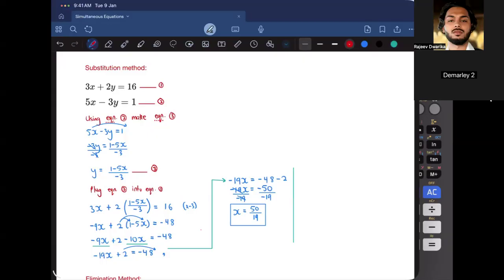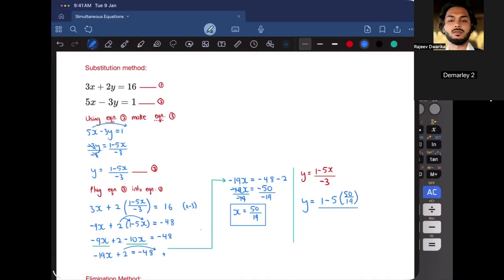You could use equation 1, but remember, what's the best equation to use when you're doing substitution? The third one, because the third one is telling us what y is equal to. And so y is equal to 1 minus 5x all over minus 3. So 1 minus 5 times 50 over 19.